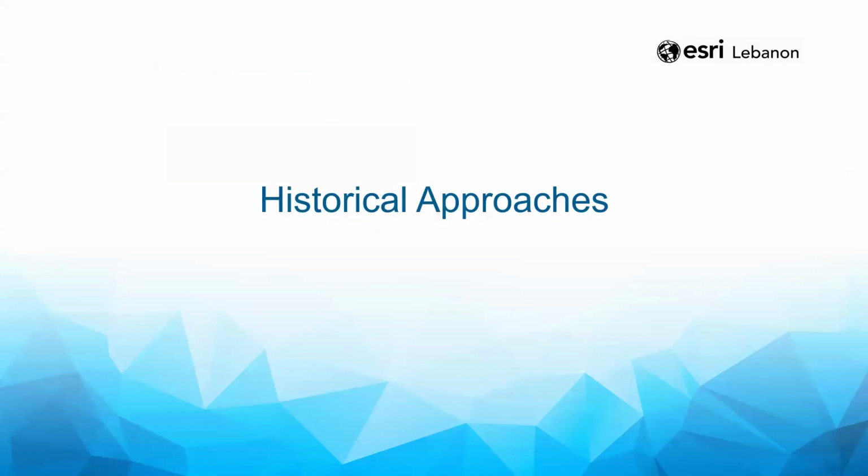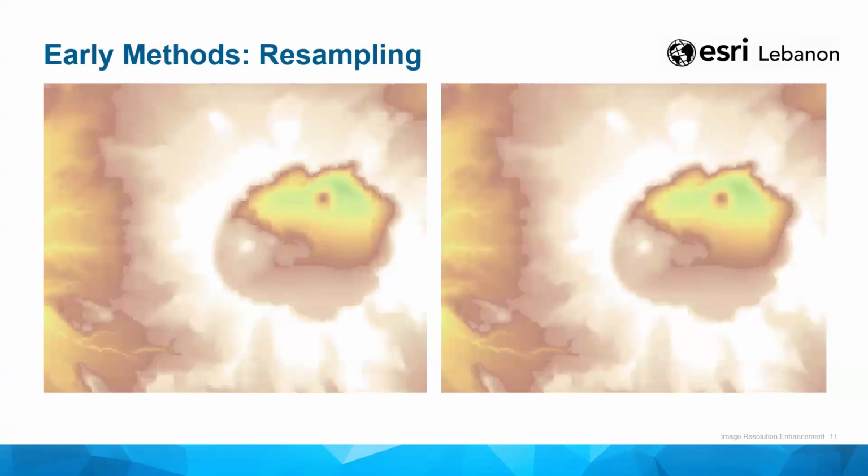I will start by talking about some of the old approaches that are still being used until now, and we will move on to the newer approach, which is using deep learning. One simple approach, which is not really enhancing, is the resampling method, like nearest neighbor, bilinear or bicubic, the earliest attempt at enhancing resolution.